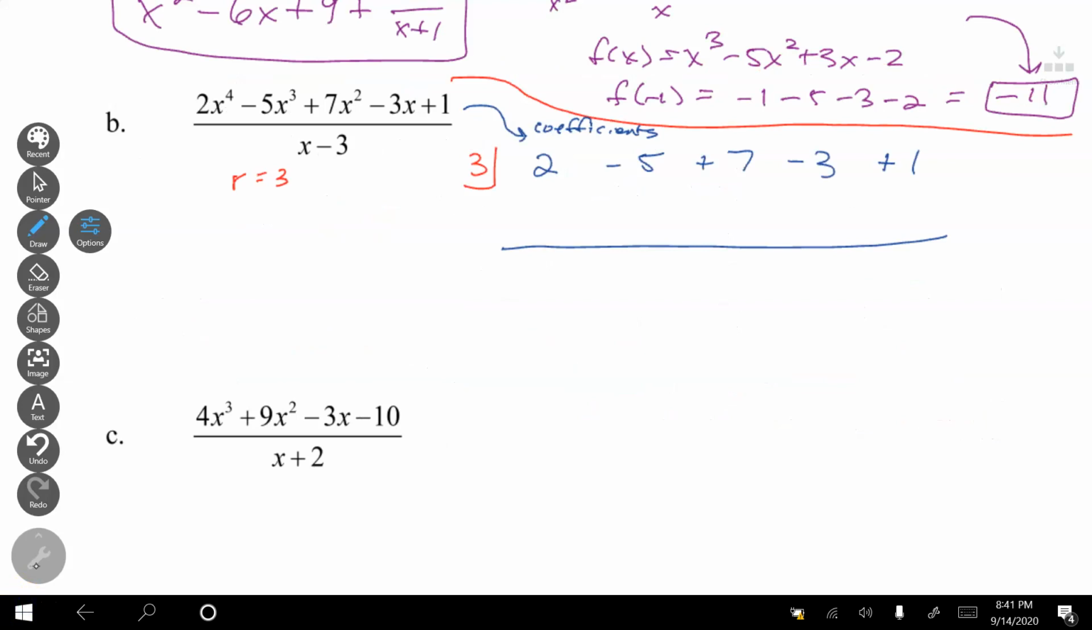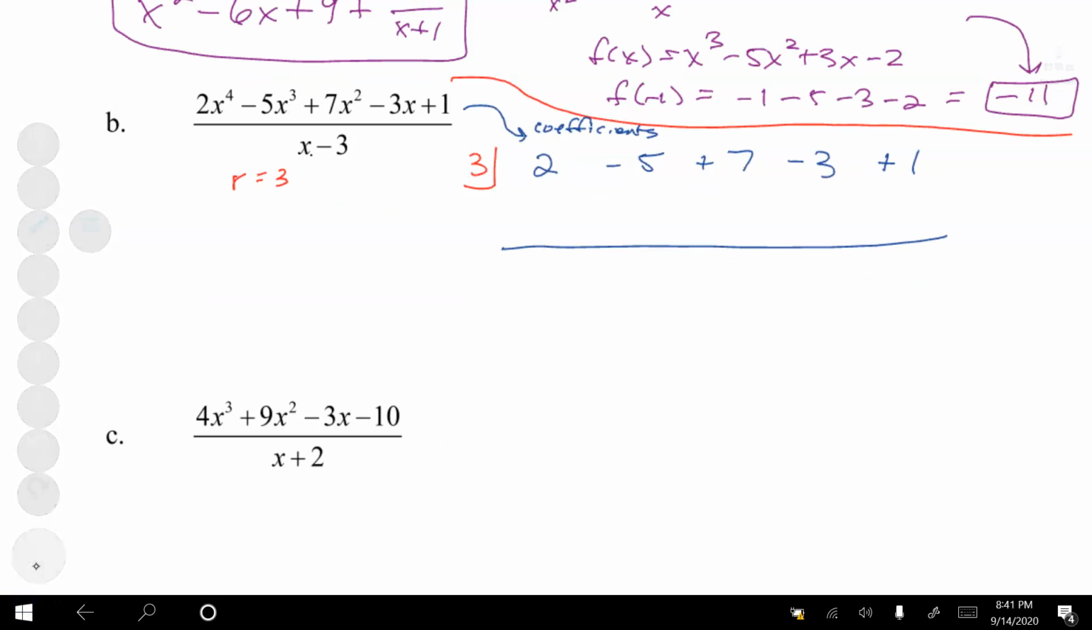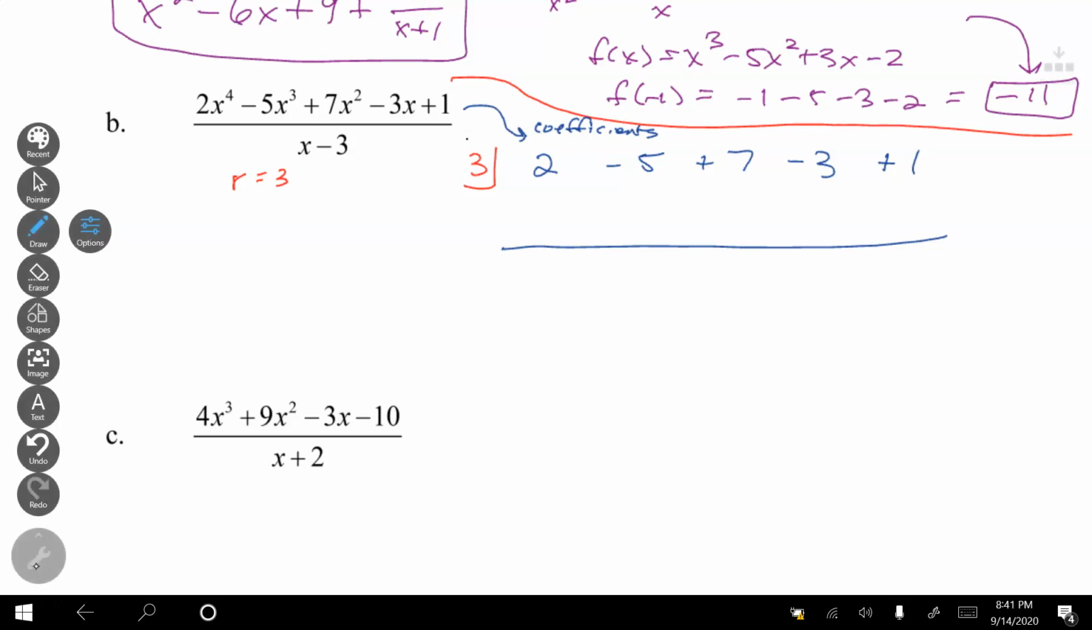As you can see, I already set up this problem. I did my number inside the box, which is 3, which stands for x minus 3. I have my coefficients, and now I just drop down this 2. 2 times 3 is 6. Add, I get 1 times 3 is 3. Add, I get 10 times 3. I get 30. I add, I get 27. I multiply, I get 81. I add, I get 82. That's my remainder.